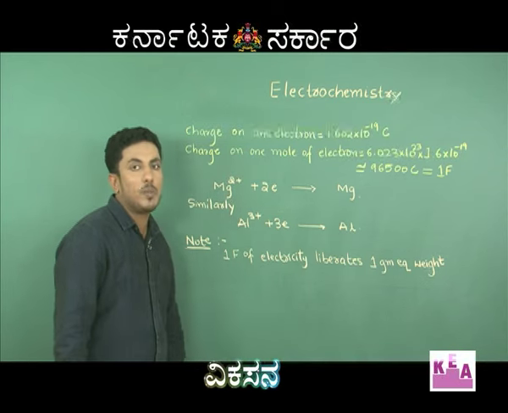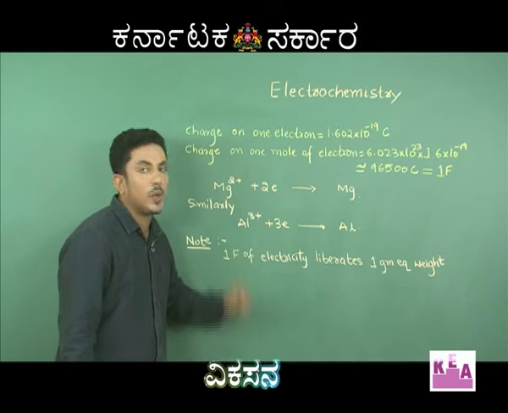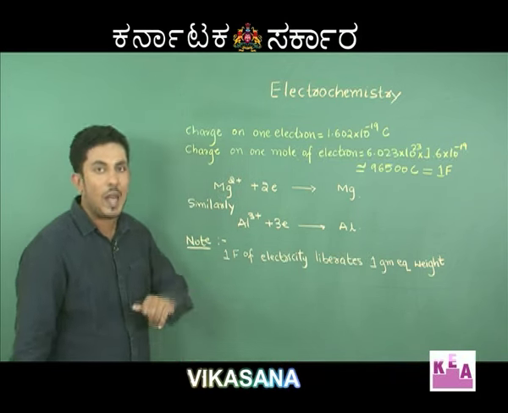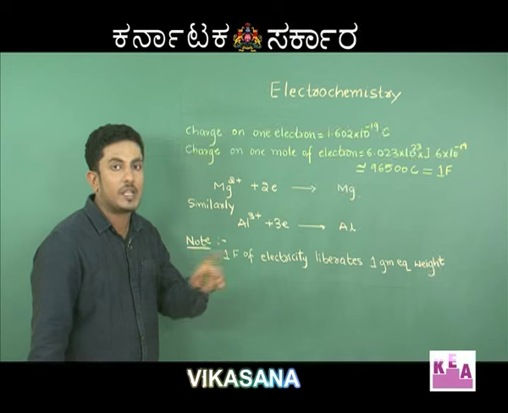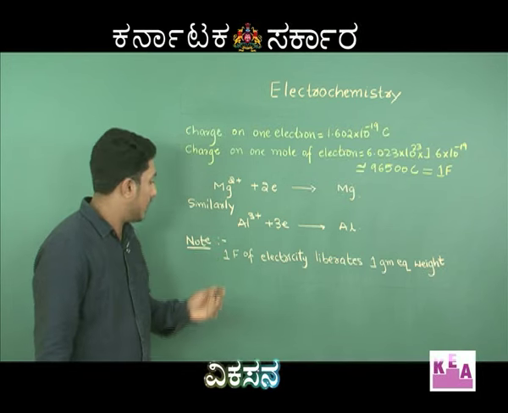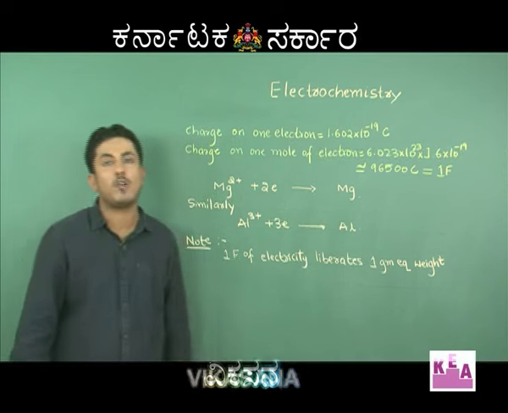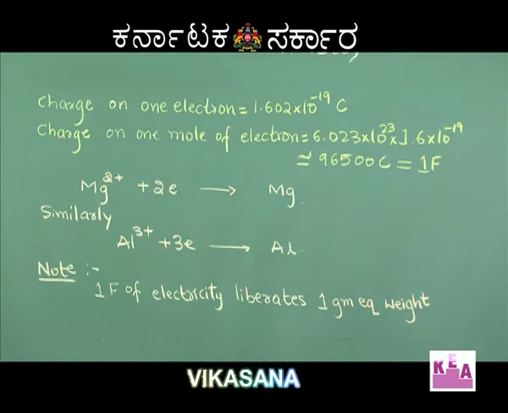Gram equivalent weight of aluminium is equal to its atomic weight by valency. Atomic weight of aluminium is 27, valency is 3. So 27 by 3 will be equal to 9. That is, if you pass 1 Faraday of electricity through aluminium ions, 9 gram of aluminium will be liberated.